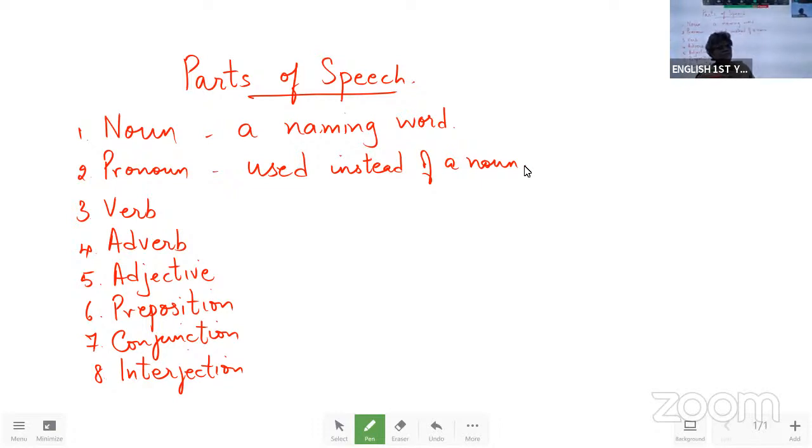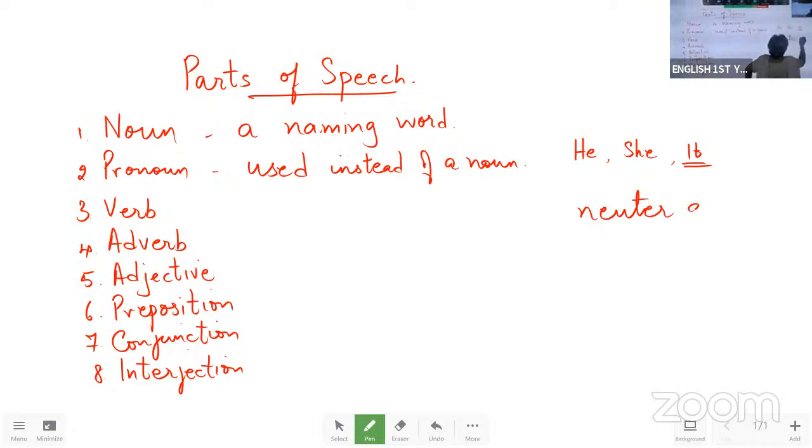Hari walked into the class. He sat down on the bench. He opened his bag. We use he instead of his name. He for masculine, she for feminine, it. Now, what is it? It is neuter gender.